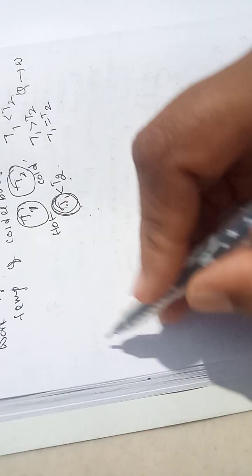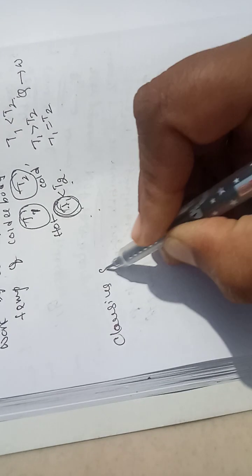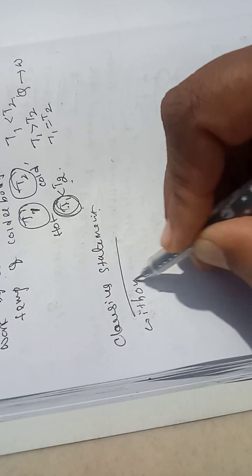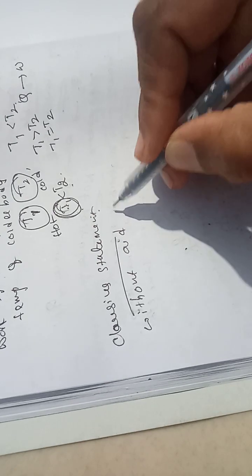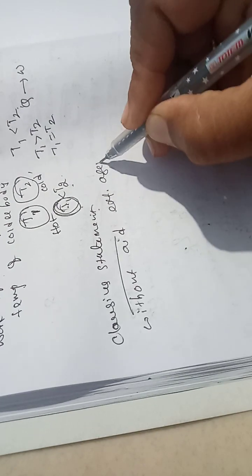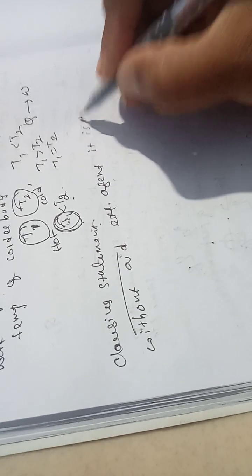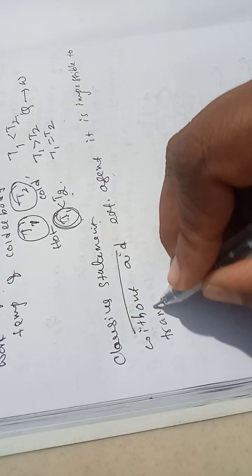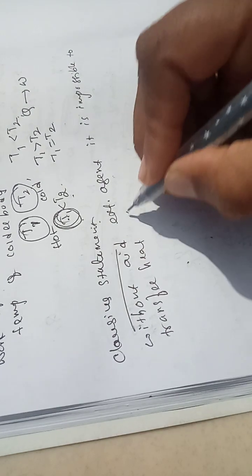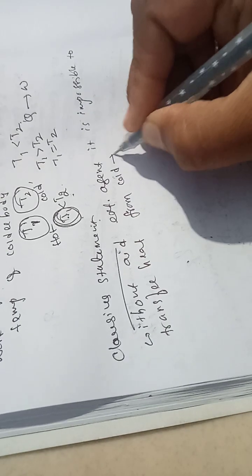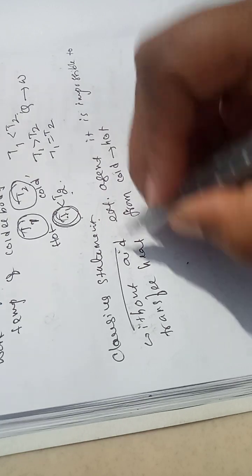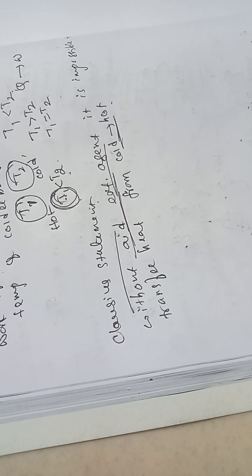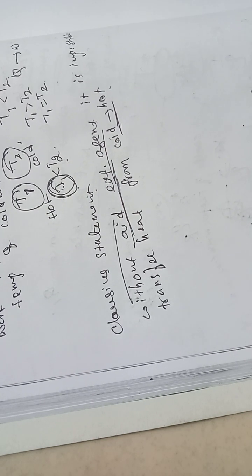Now next, Clausius statement. It is saying that without the help of an external agent, it is impossible to transfer heat from a cold body to a hot body, from sink to source. Without the help or aid of an external agent, we cannot transfer heat from a cold body to a hot body. Right?